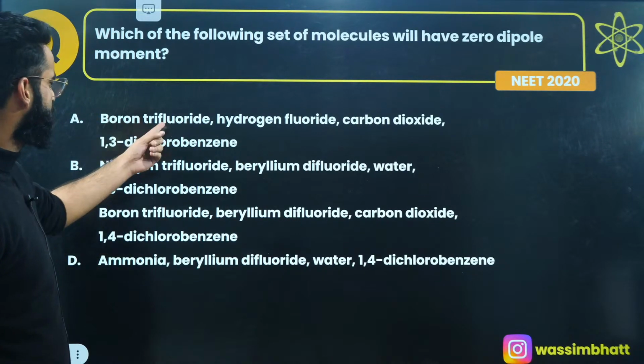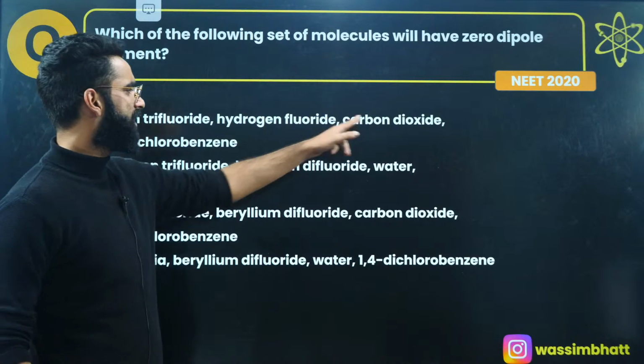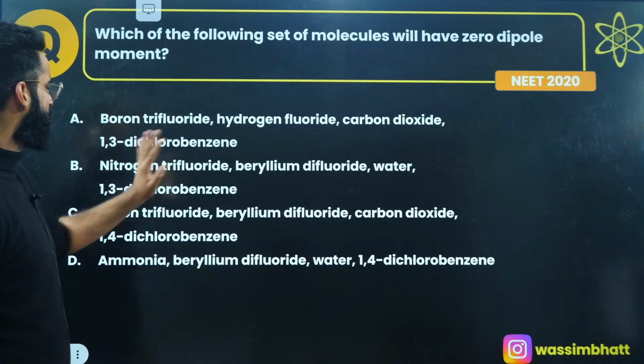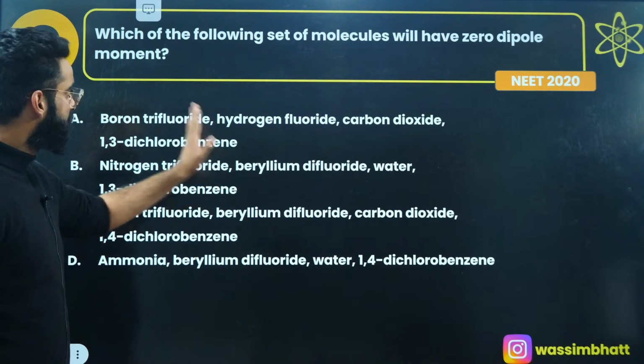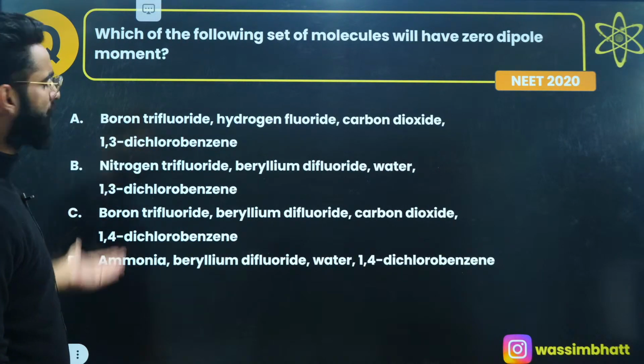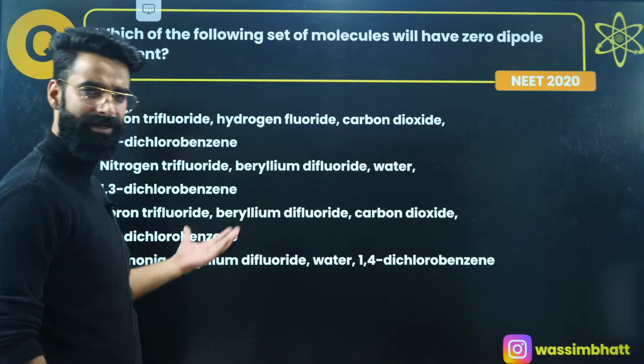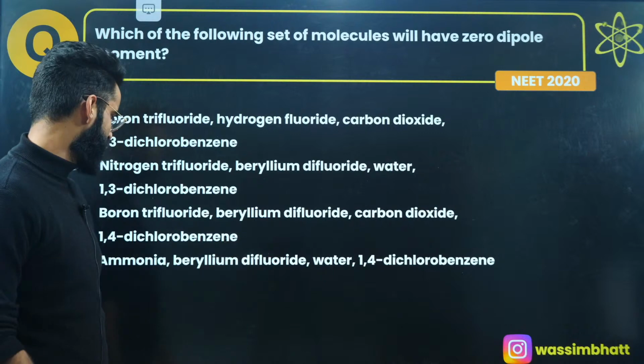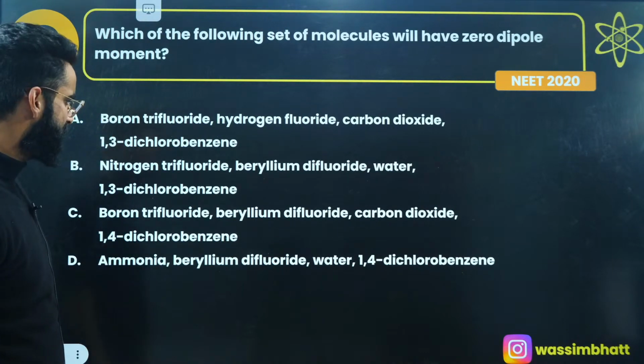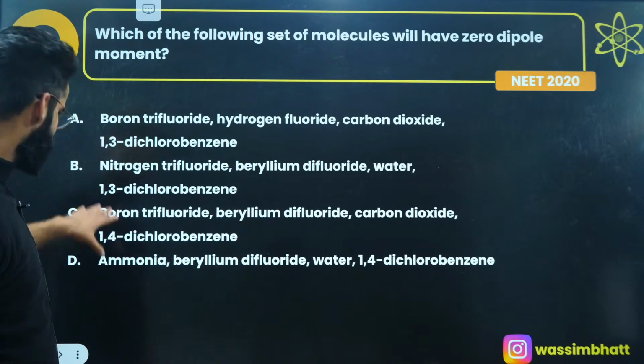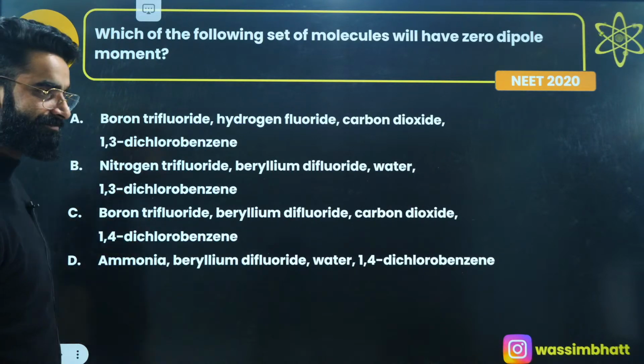You have got boron trifluoride BF3, hydrogen fluoride HF, carbon dioxide CO2, and 1,3-dichlorobenzene, right? Similarly, you need to see which of the following set of molecules will have zero dipole moment. You can solve this one easily now, right? You need to see the set of molecules where the net dipole moment is going to be zero, right? Okay. Well, I got the answer, right? I got the answer.